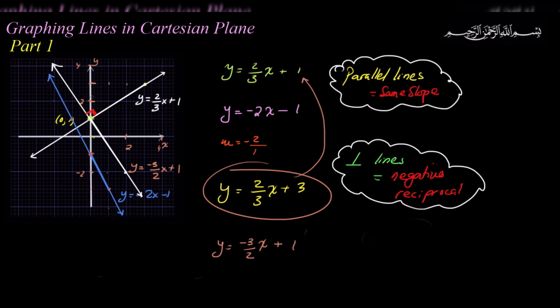So we learned today how to graph lines in the Cartesian plane. Specifically, we learned how to graph the slope-intercept form, y is equal to mx plus b, where m is the slope. And we learned that parallel lines have the same slope, whereas perpendicular lines have negative reciprocal slopes. So you flip the fraction, and then you take the negative of it, and that's how the slopes of perpendicular lines are related.